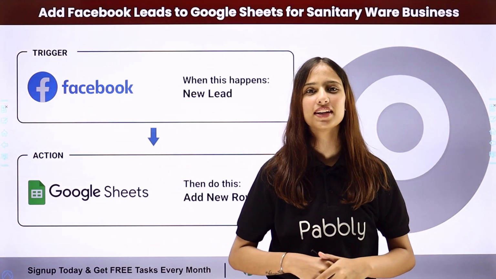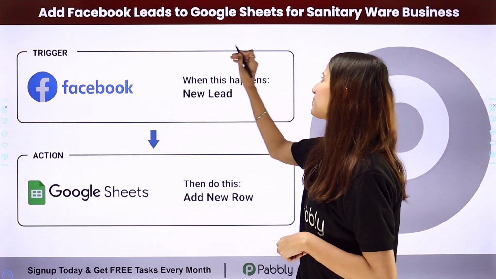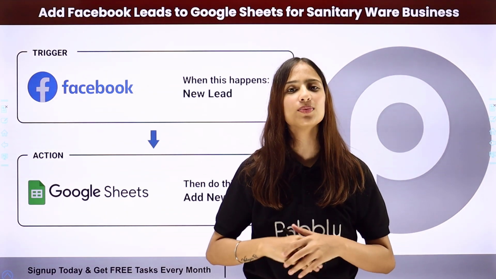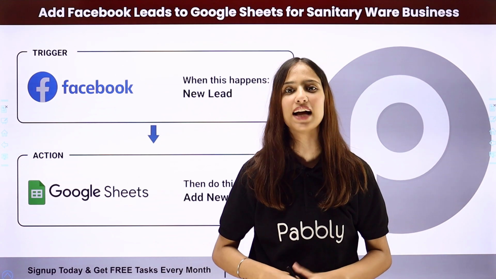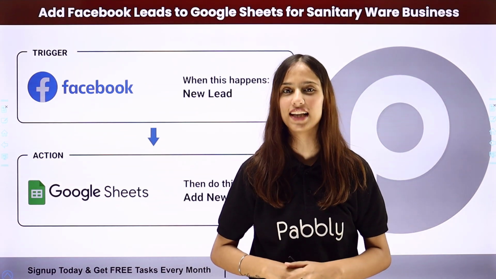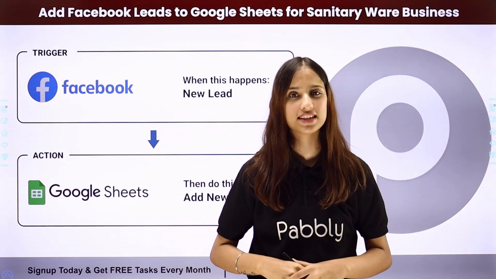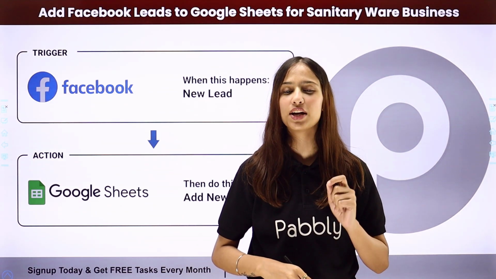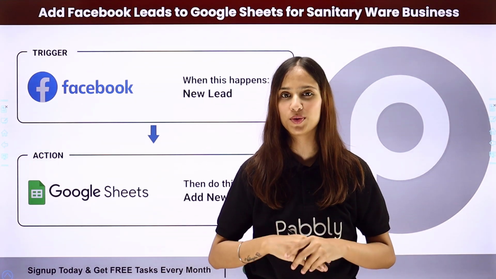So in today's video, we will understand how to add Facebook leads to Google Sheets for sanitary ware business. So here let's assume that I have a sanitary ware business and to promote it I'm using Facebook lead ads. So here my objective is that whenever I'm going to receive a new lead through Facebook lead ads, then I want to add the lead details in my Google Sheet.